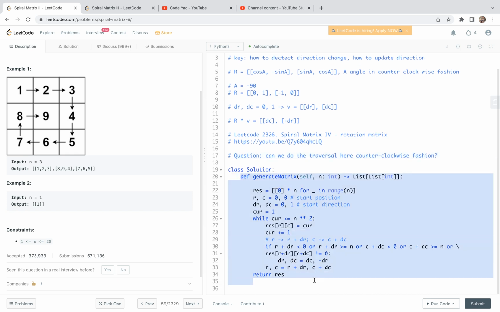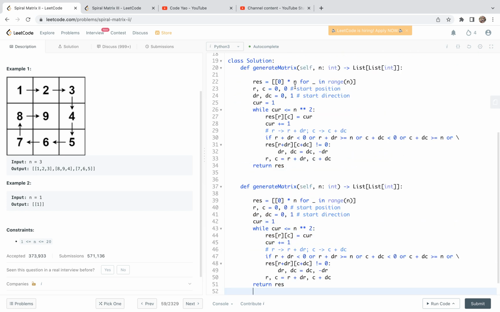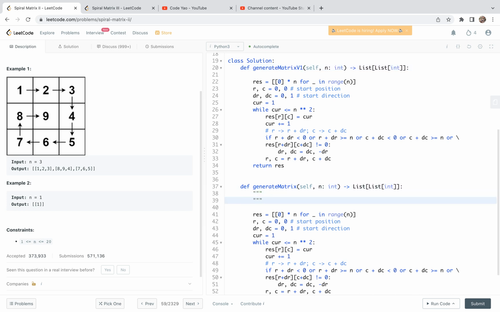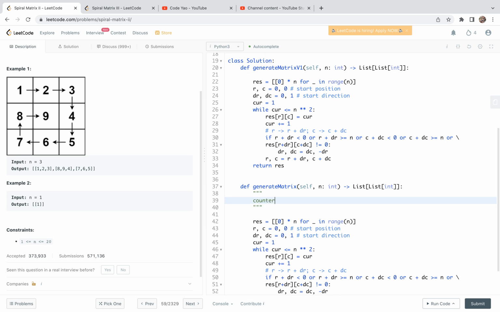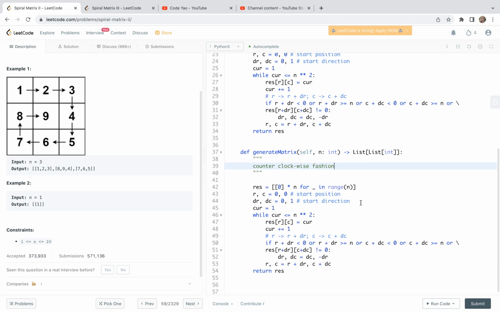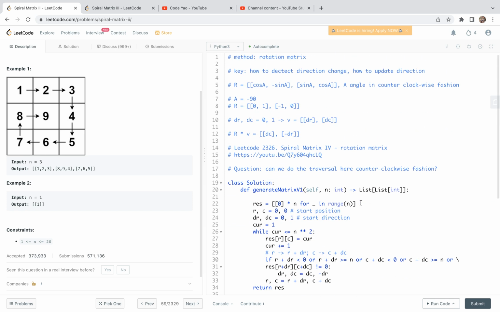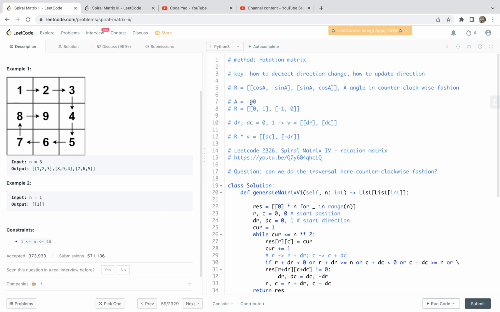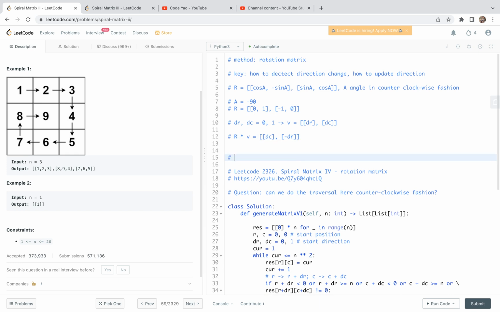Let's copy this code, and then we're going to reset this one as method v1. So here I'm going to write one using counterclockwise fashion. For this, basically the rotation matrix is changed. So here we have A is negative 90, but for counterclockwise, A is positive 90.